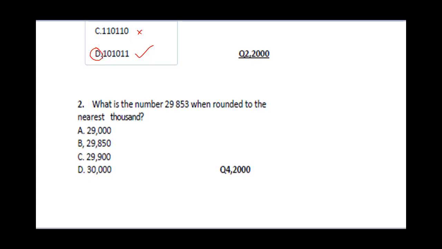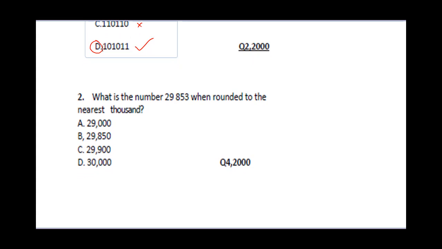Okay, so question 2 says, what is number 29853 when rounded to the nearest thousand? Now, when rounding to your nearest thousand, you need to identify that this is the units. Now, this is your tens, this is your hundreds, this is your thousand. So we want to round off to the nearest thousand.